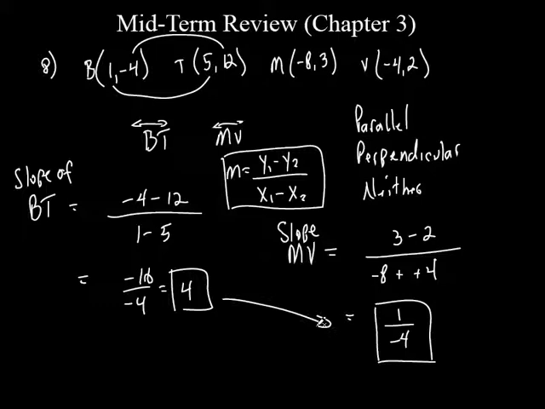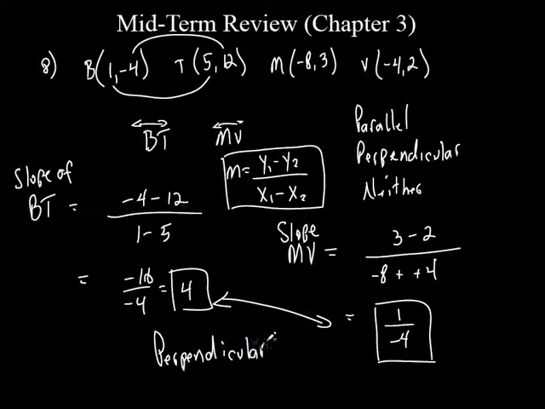Let's compare these to each other and see if they're parallel, perpendicular, or neither. Well, look at them. They're negative reciprocals of each other, aren't they? This is positive, this is negative, so that's the negative part. This is 4 over 1. This is 1 over 4. So they are negative reciprocals of each other. If they're negative reciprocals of each other, which one are they? Perpendicular, right. So here's your answer: perpendicular.